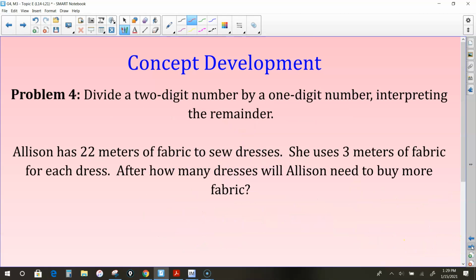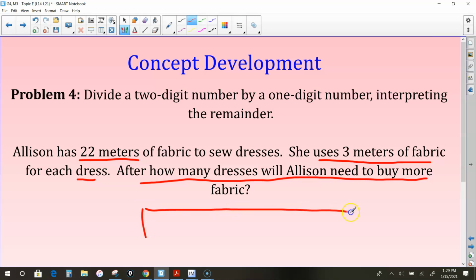So our last problem says we're going to divide a 2-digit number. We're going to interpret the remainder, and we want to use a tape diagram on this one. So Allison has 22 meters of fabric. It takes 3 meters to make a dress. We want to know after how many dresses is she going to need to buy more fabric.